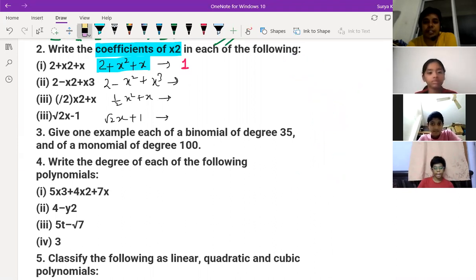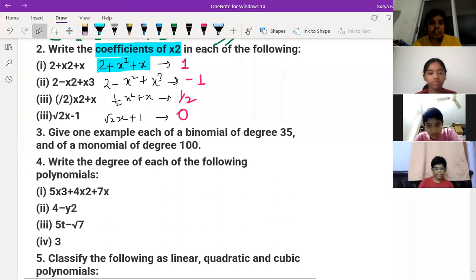Okay, next. Sai Charan, tell me. 2 minus x square plus x to the power 3. So it's minus 1, sir. Third one, Shriyanvi. Sir, is it 1 by 2, sir? Yes. Next, Satvik. Where is x square in this? Is x square there anywhere, Satvik? No, sir. Then what is the coefficient? Sir, 0.